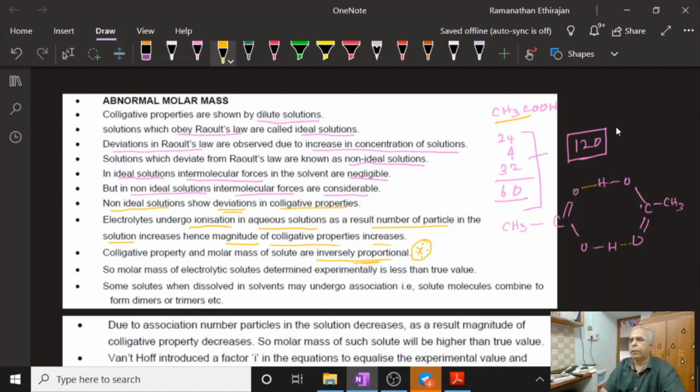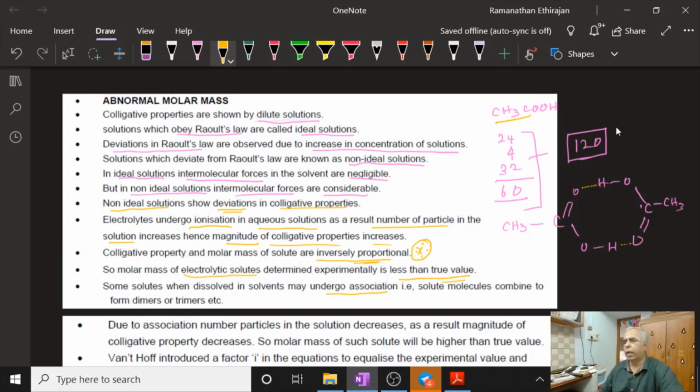Then, molar mass of electrolytic solutes. What is an electrolyte? An electrolyte can be an acid, base or salt which can conduct electricity when in molten form or in solution form. So normally for electrolytes, like sodium chloride solution, hydrochloric acid solution, etc., the molar mass is less than the true value. Understand this. Some solutes when dissolved in solvents may also undergo association.